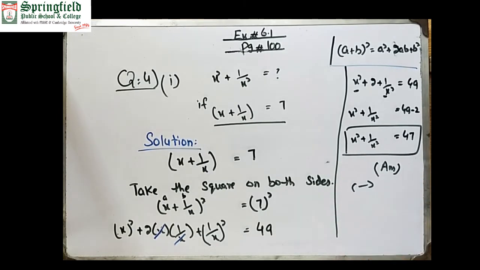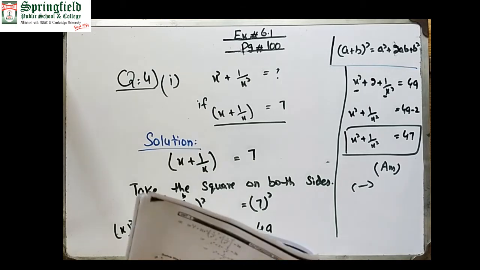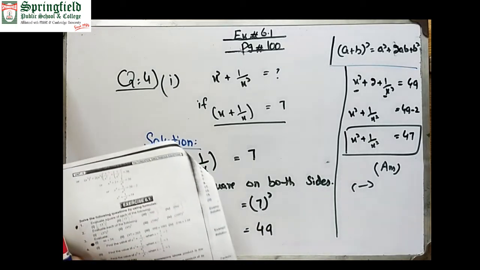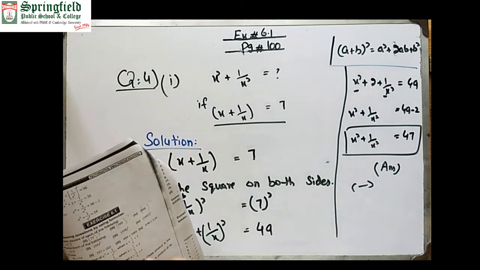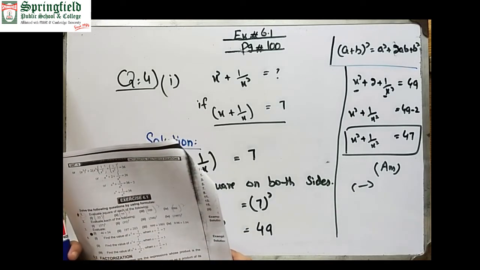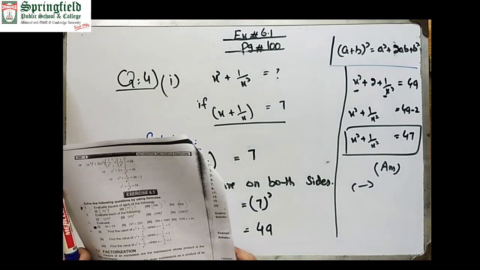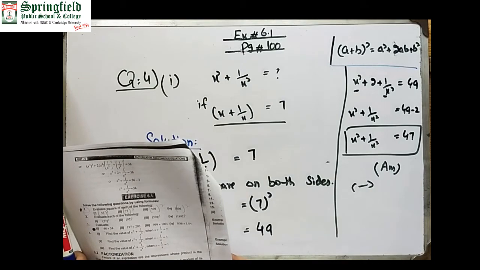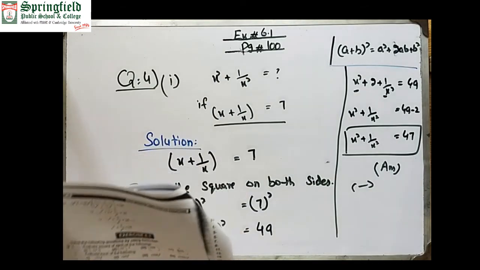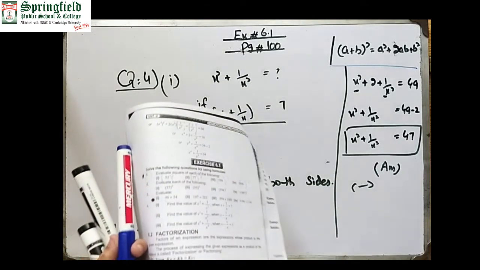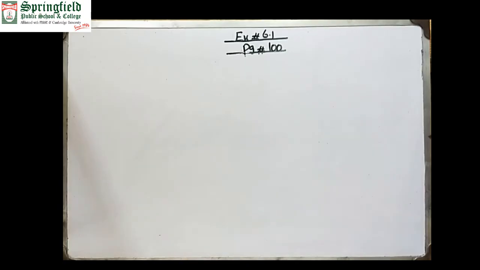Understood, beta? Okay. Now the second part is your task. Fine. And how you can solve? x minus 1 by x is equal to 3. So first you will take the square on both sides and then you will open according to formula. Fine. Okay, and now come on the part number 3, question 4.